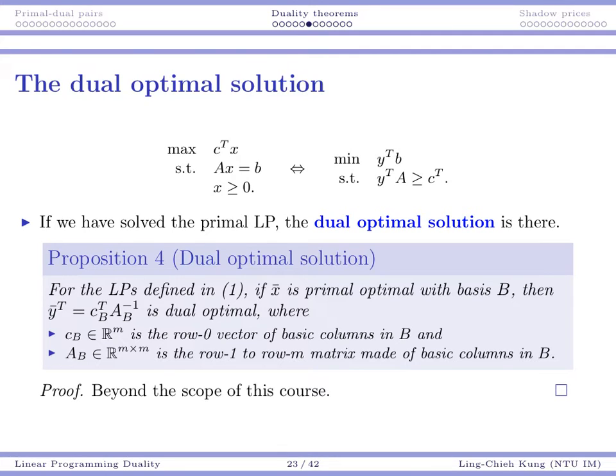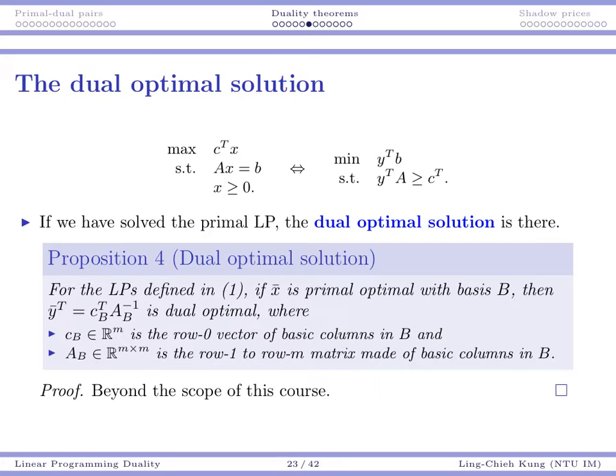Okay, let's continue. So previously we gave you strong duality and tried to convince you that the primal and the dual linear programs, their optimal solutions will have the same objective value. That's cool. But then when I say they are equivalent, you probably have a question. If I solve the primal program, yes, I get the objective value of the dual program. But how may I get a dual optimal solution?